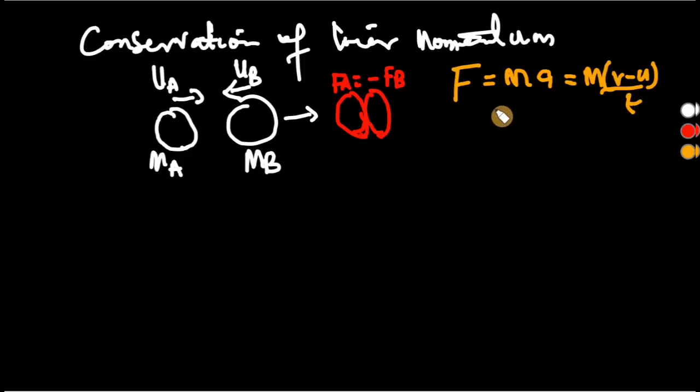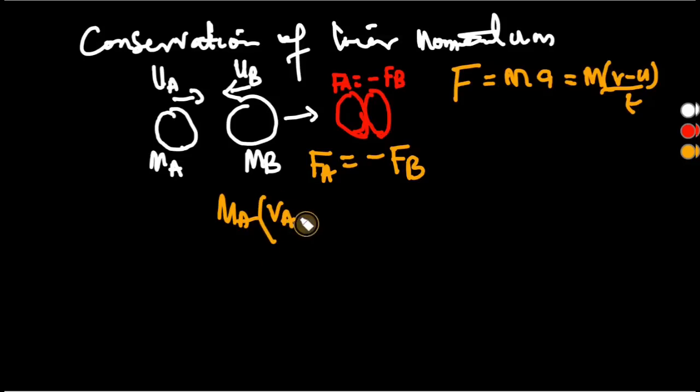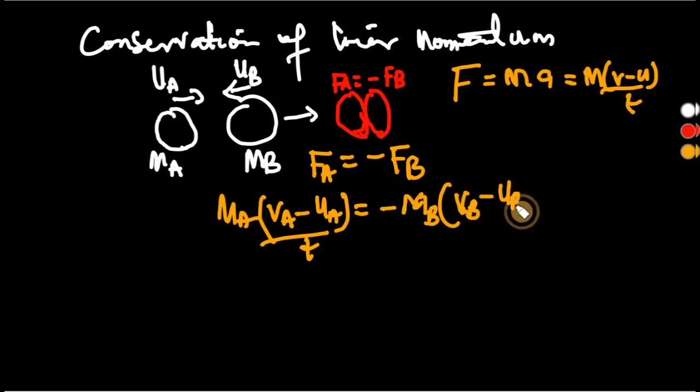If we now employ Newton's second law and Newton's third law, we can come up with an expression for the conservation of linear momentum for bodies in elastic or inelastic collisions. So we look at Fa. Let's write this first: Fa equals minus Fb. So this will be ma (Va minus Ua) upon t, the time will be the same, equals minus mb (Vb minus Ub) upon t.